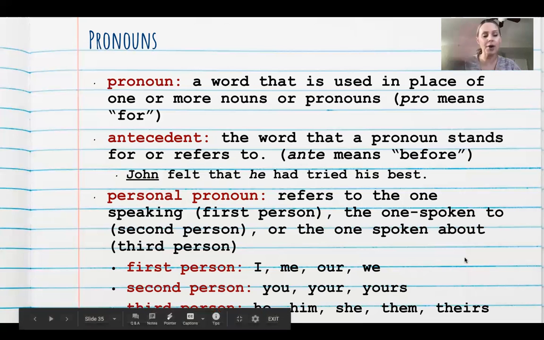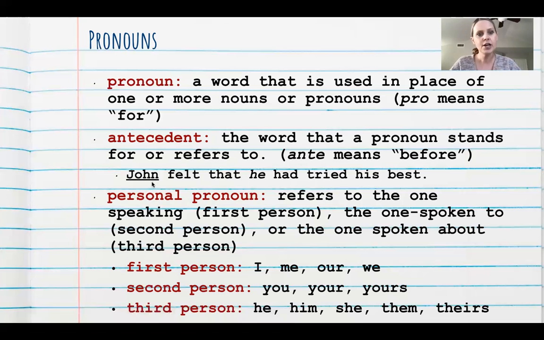Okay, so by far the most widely used, and the one I used in that example up there, right? John felt that he had tried his best. So he is a personal pronoun. It replaces those people that we typically use nouns or proper nouns to talk about, but we want to change it up. We use a pronoun instead.